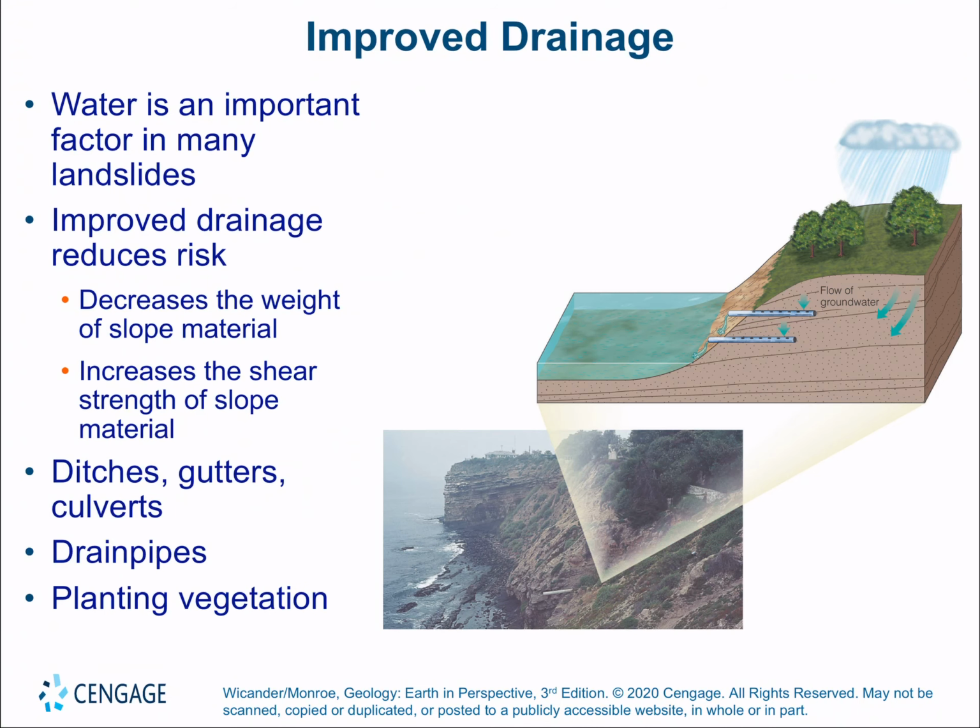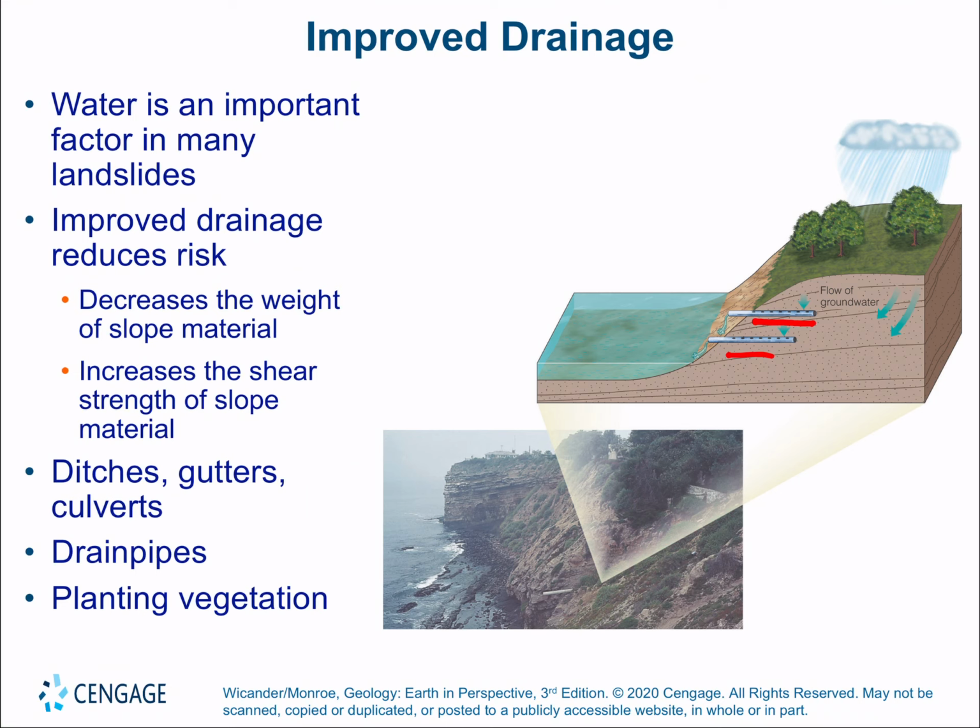We can try to improve drainage. So water is very heavy, and water is very much a factor in landslides. If we could improve the drainage, that would decrease the weight on our slope. You can see in this picture how we've added drainage right here.